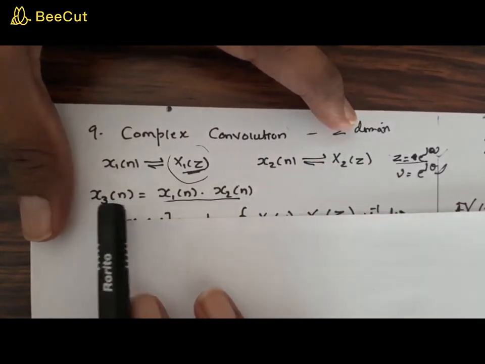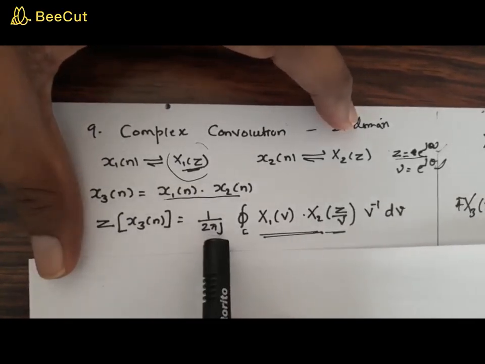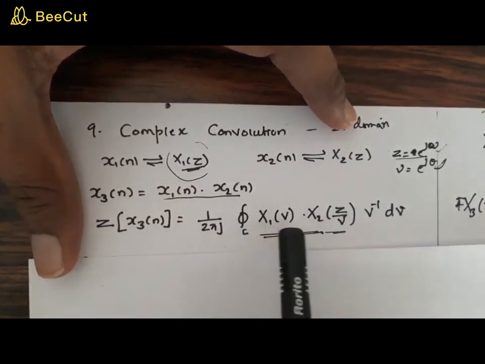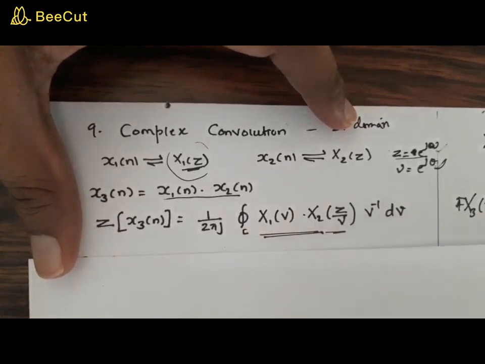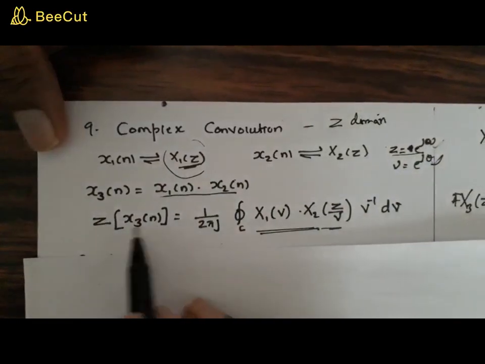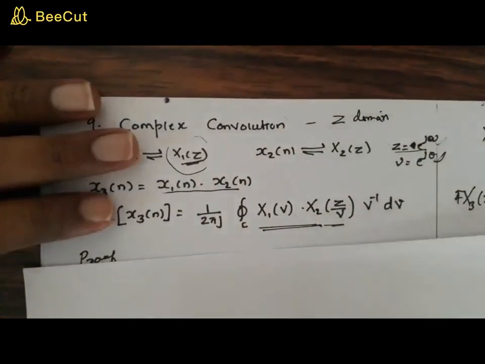So that means this will also have a Z transform. That Z transform is given by this expression: 1 by 2 pi j, contour integration of x1 of v into x2 of z by v into v inverse dv. Now my first aim is to prove that the Z transform of this product is going to be this. Okay, now let's move on to the proof.